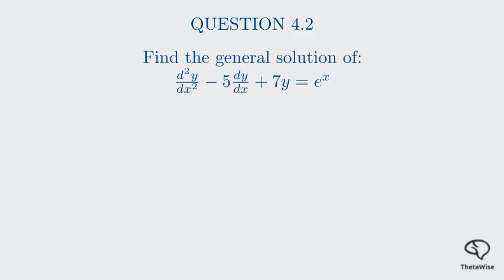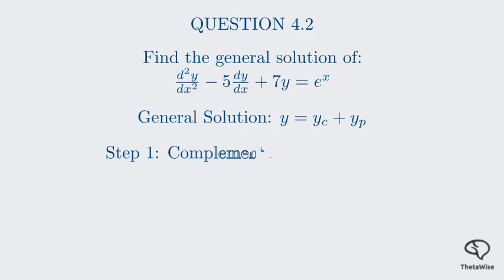The strategy for solving this type of equation is to find 2 parts of the solution and add them together. The general solution, y, is the sum of the complementary function, y sub c, and the particular integral, y sub p. We'll solve for each part separately. Let's begin with the complementary function, y sub c. To find y sub c, we solve the associated homogeneous equation. This is the original equation, but with the right-hand side set to 0.